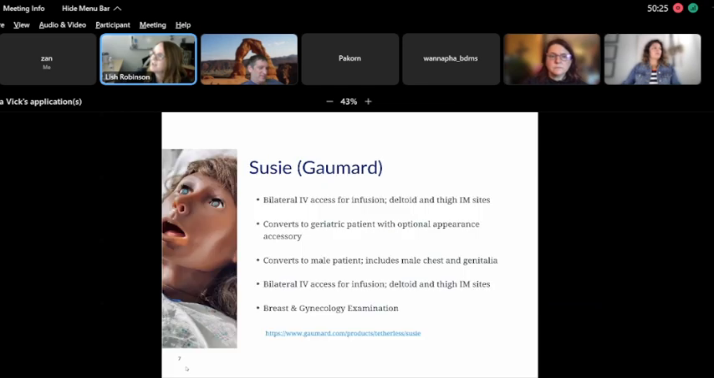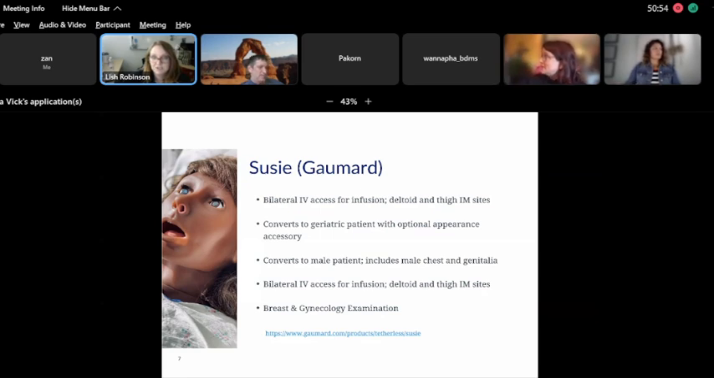Next slide. The next new mannequin that we have on site now is also from Gamard. Her name is Susie, and we got Susie in an African American skin tone or African skin tone. She has a lot of different features, and I've linked to the website where you can look up more information about Susie. She has different IV sites.